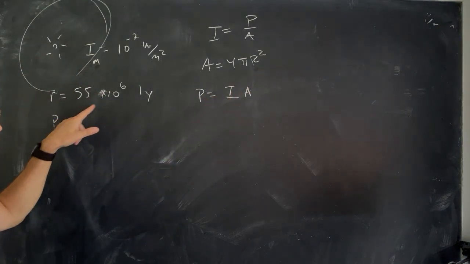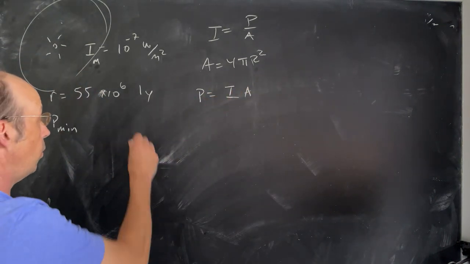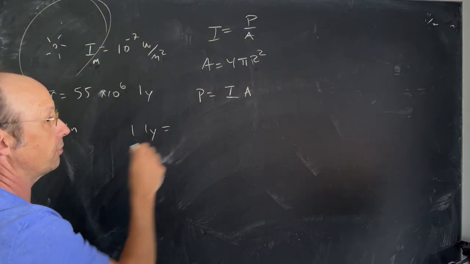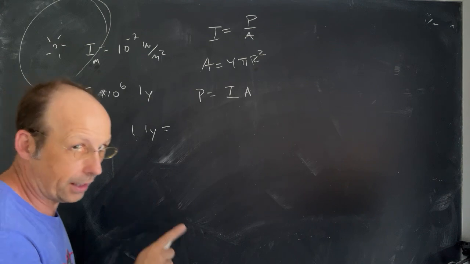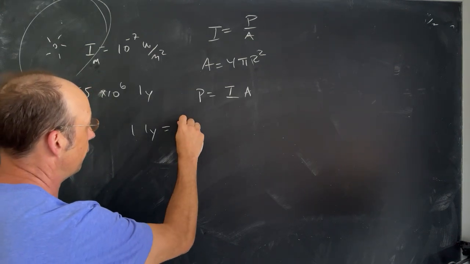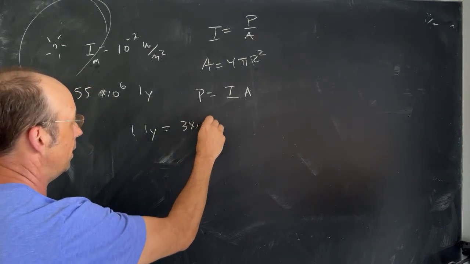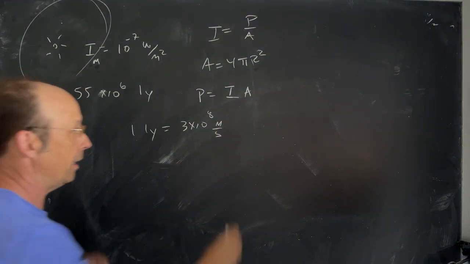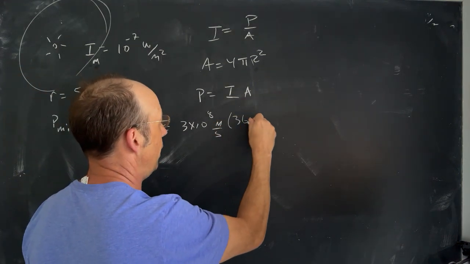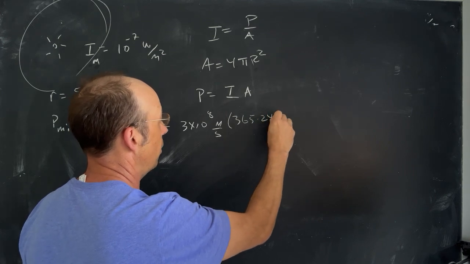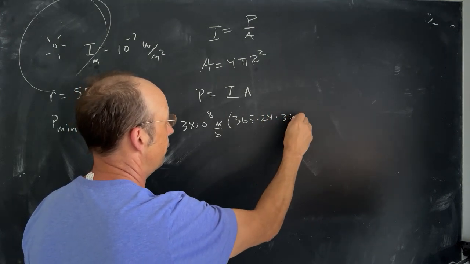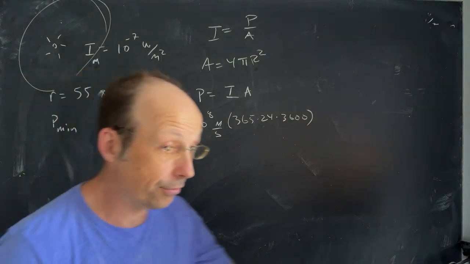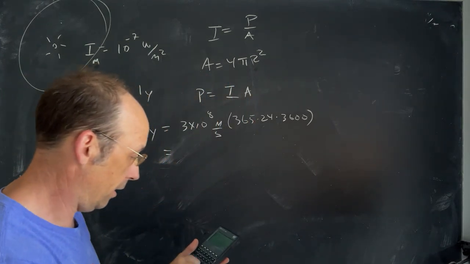The distance here is 55 million light years. One light year is the distance that light travels in 1 year. So it's going to be the speed of light, 3 times 10 to the 8th meters per second, times the length of a year, which is 365 days times 24 hours times 3,600 seconds. So 1 light year in meters, right? We need it in meters. Let's calculate that.